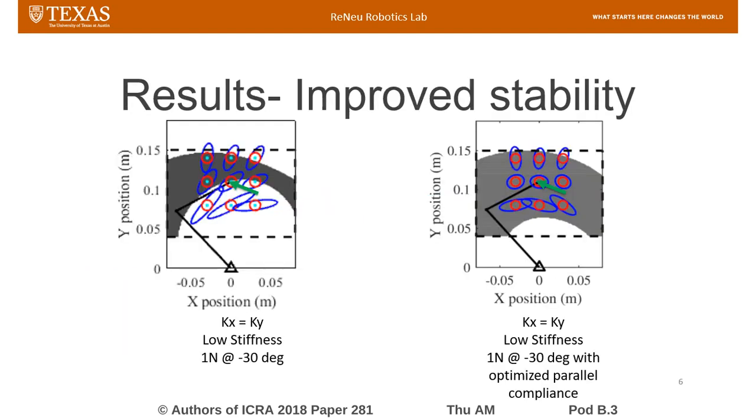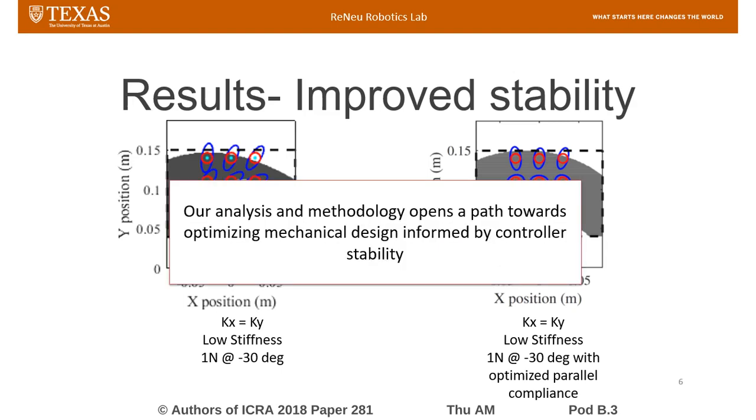Our results gave us values of parallel stiffness that allowed us to successfully increase the overall stable space without needlessly increasing the passive stiffness of the system. Thus, we believe that our analysis and methodology opens the path towards optimizing mechanical design, which is informed by controller stability.